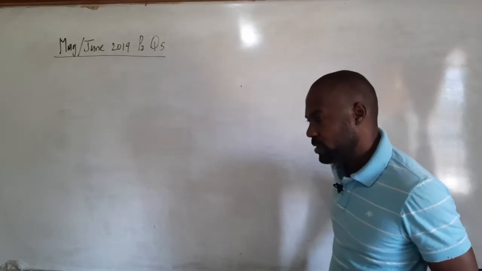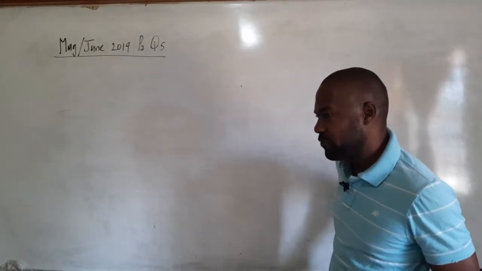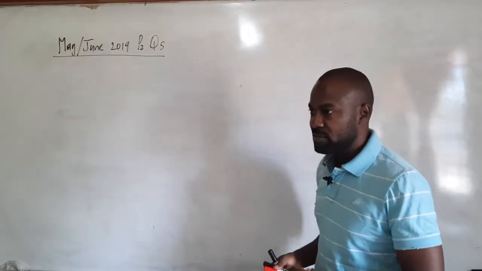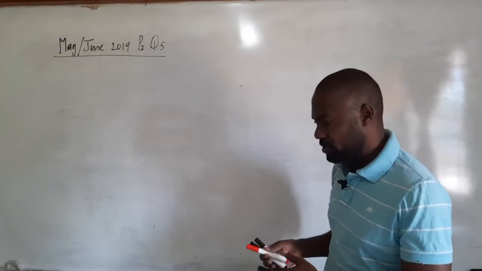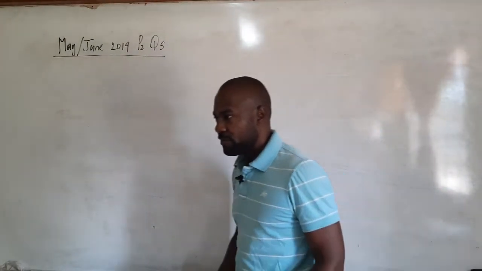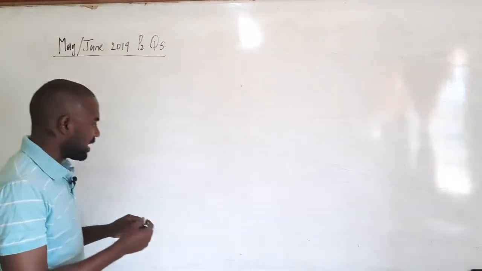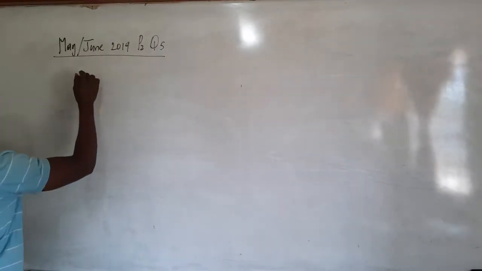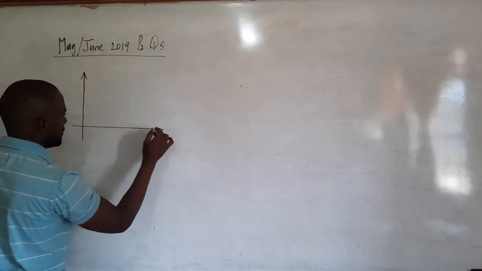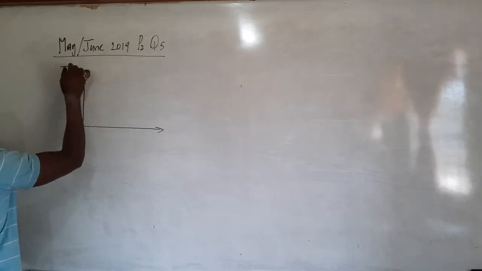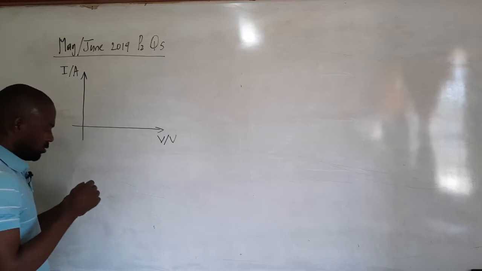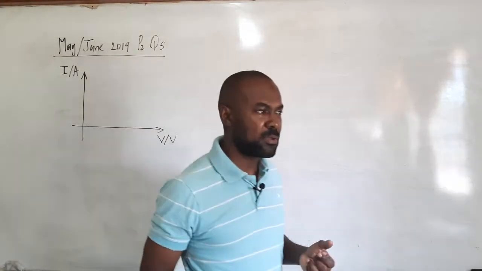Now, the question says, a semiconductor diode is used in half-wave rectification. Sketch the IV graph for a semiconductor diode, and they would have given us the pair of axes with current in amperes on the y-axis and voltage in volts on the x-axis. So we have I in amperes and we have V in volts. Right? Now, before we sketch a graph, let's talk a little bit about semiconductor diodes.